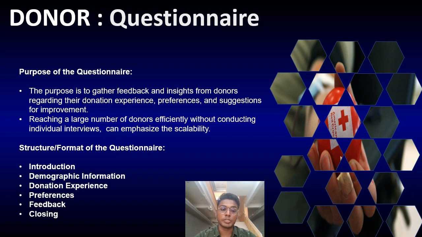The third thing is the donation experience, which means whether they have donated. If yes, what was their experience; if no, why not. And then the preference, what they prefer. Another thing is feedback. Feedback is their opinion on the blood donation system that we are going to create. And the last one is closing. It's an appreciation, to thank them for doing the questionnaire.